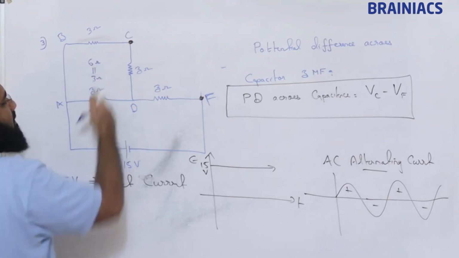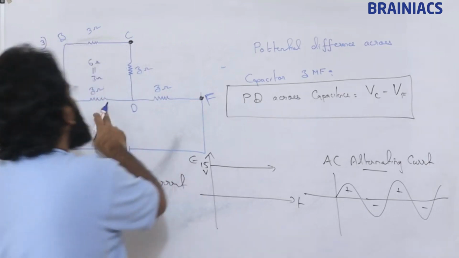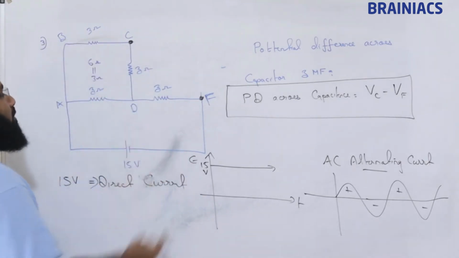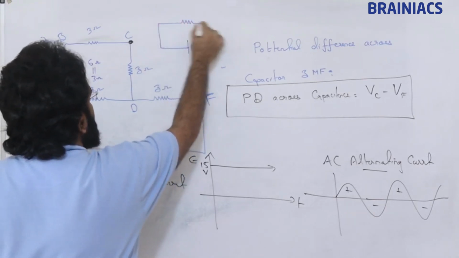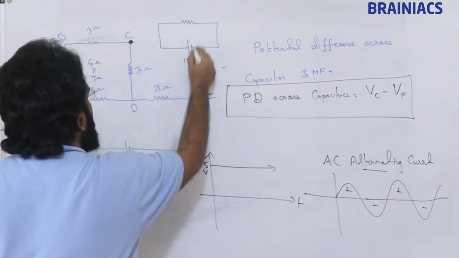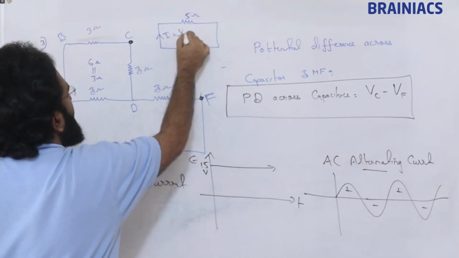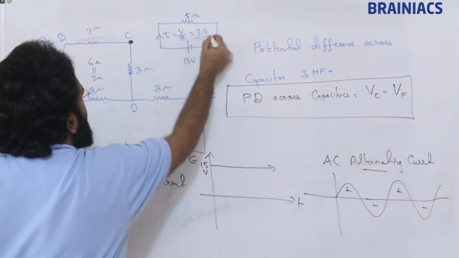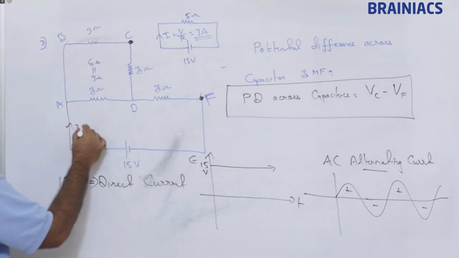6 into 3 by 6 plus 3, that is nothing but 2 ohm. That 2 ohm plus this 3 ohm gives us 5 ohm resistance. So the circuit will become like this. This is 15 volt and this is going to be 5 ohm. So current I is equal to V by R. What we are getting? 3 ampere. So 3 ampere current will be flowing through the circuit.